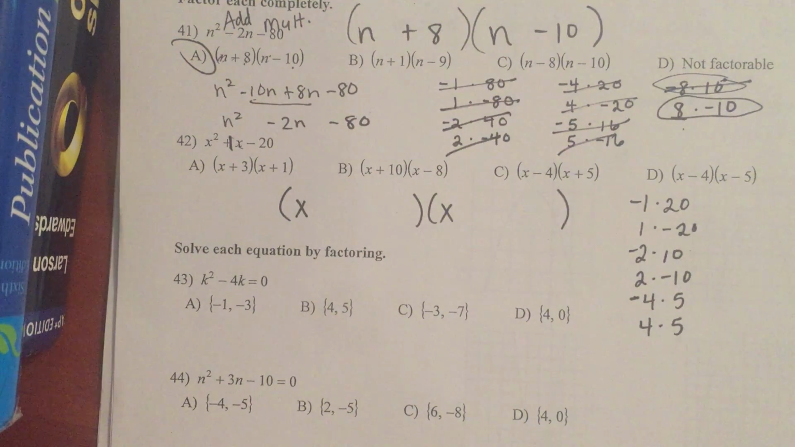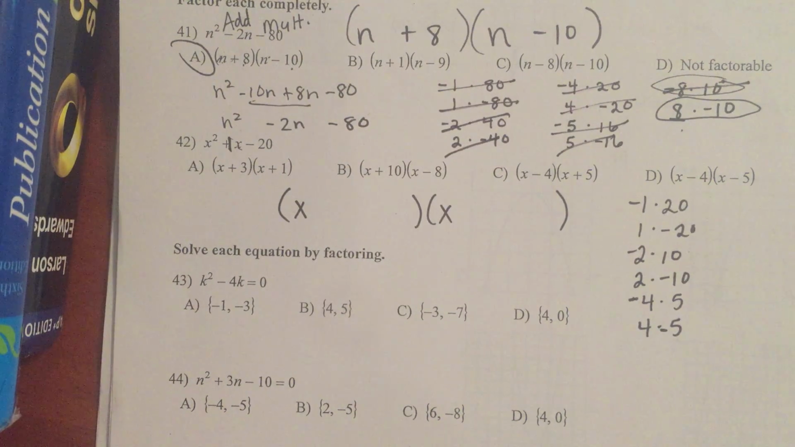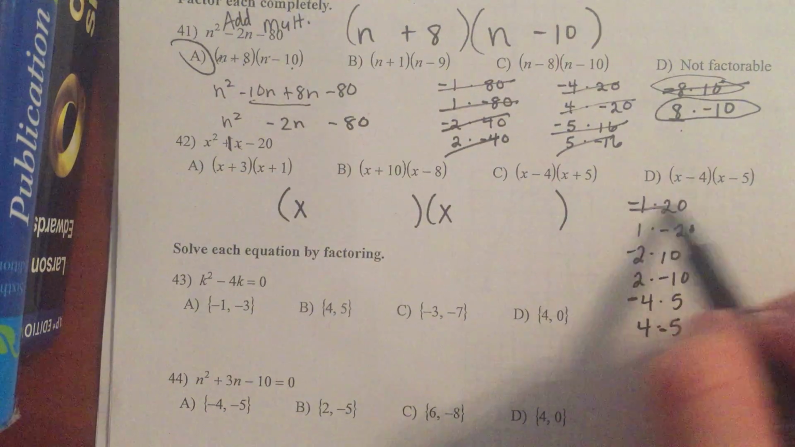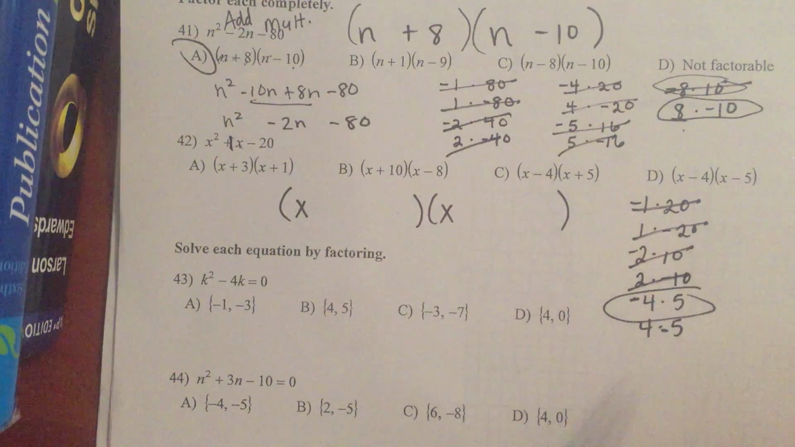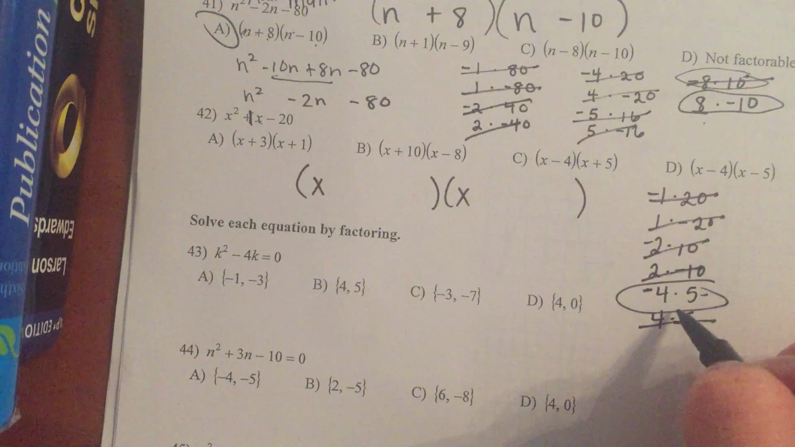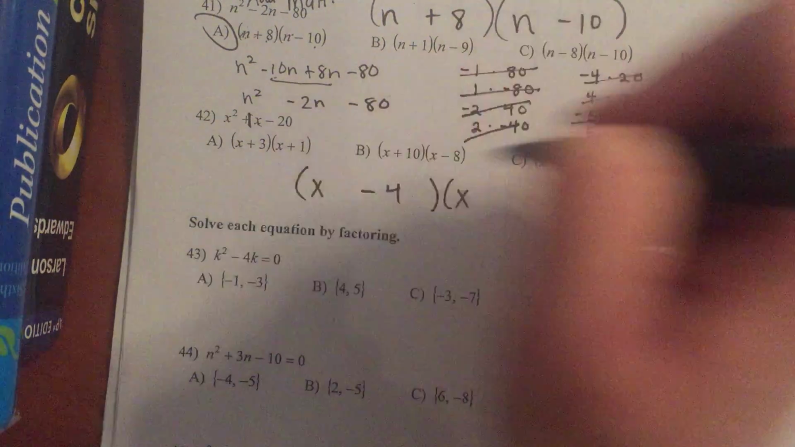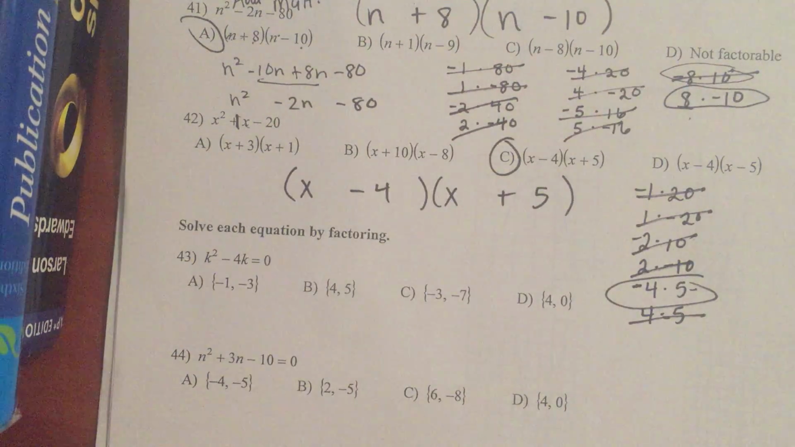So I'm looking for the set that will add to be +1 in the middle. Not that, not that, not that, not that, but -4 and 5. Those add to be +1, which is what we need in the middle. So I need a -4 and a +5. And I see that right there in option C.